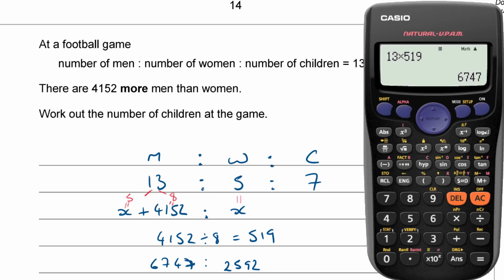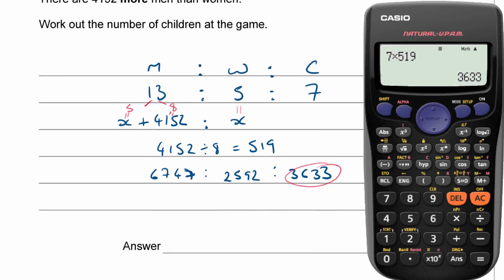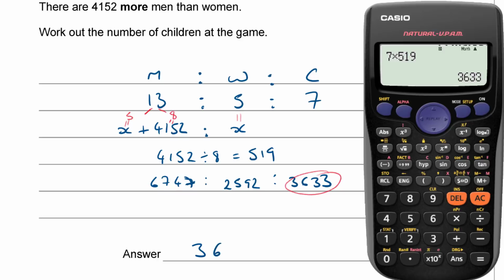So there must have been 7 lots of 519 children. So it must have been 3,633 children. So that is going to be my answer then, isn't it? That one there. So there are 3,633 children.